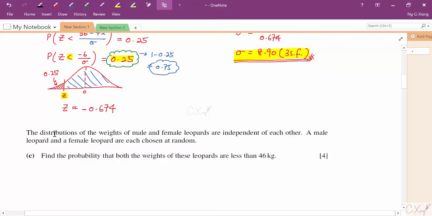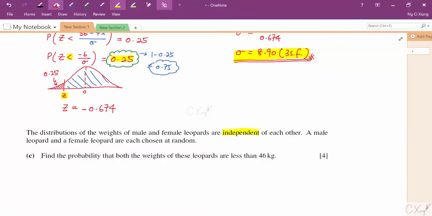For part number C, the distribution of the weight of female and male leopards are independent of each other. So highlight the word independent. That means when you want to calculate the probability for this one, you can separate them. You can calculate it separately. So a male leopard and female leopard are each chosen at random. So I'll have one female leopard and also one male leopard.